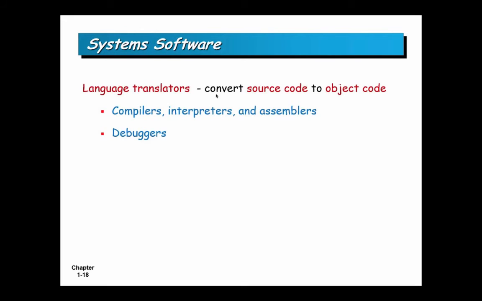So we'll talk about how you convert something called source code to object code. First, let's define object code. Anybody know what object code is? Object code is what a computer can read. And what can a computer read? Zeros and ones. All the computer knows is zeros and ones.